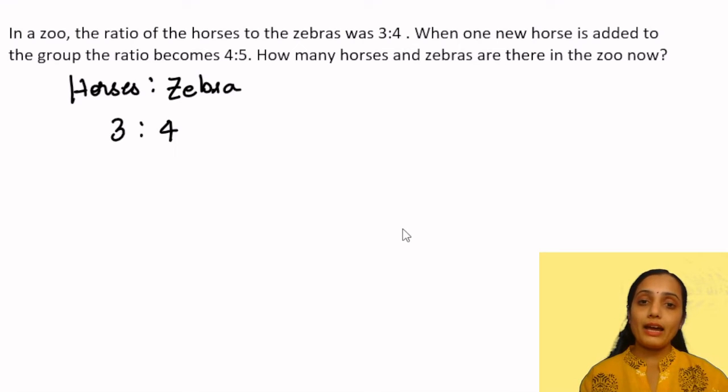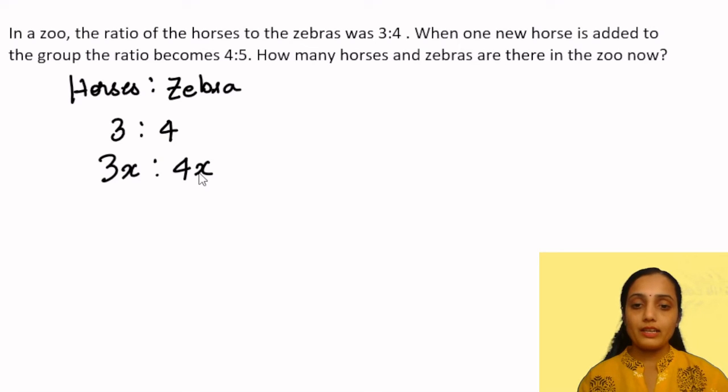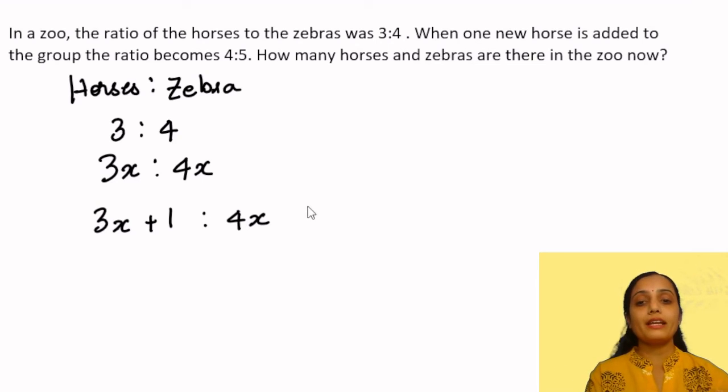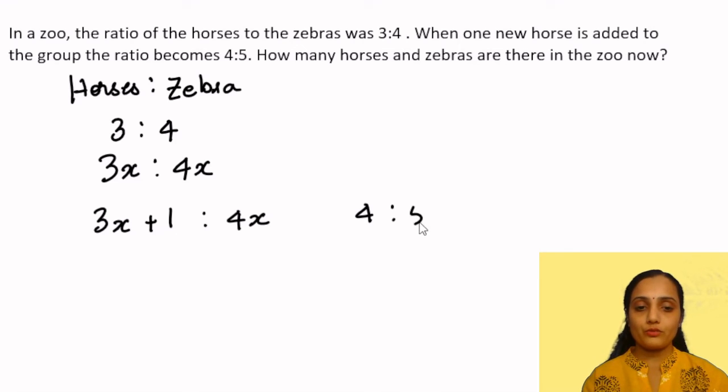So now how do we solve this? We know that 3:4 is actually the simplest form of the ratio. So when we are multiplying, we need to multiply with the same quantity like we have seen for the other question. It becomes 3x is to 4x. This is the actual quantity of the horses and zebras. Now we add one horse. So the ratio becomes 3x plus 1 is to 4x. Now this ratio is proportional to 4:5. After adding, it becomes proportional to 4:5.